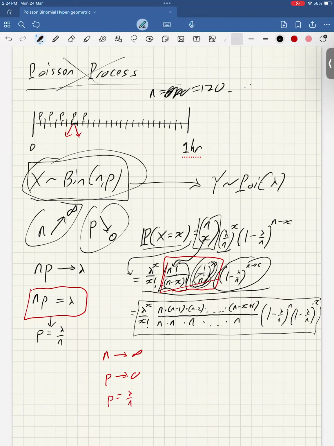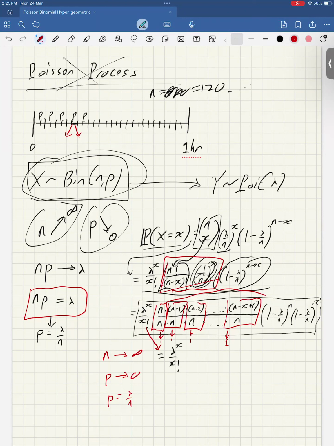So what you get is the following. Look at this component here. This one does not have an n or a p, so it just goes to lambda to the power x divided by x factorial. Now, look at each one of these ratios: n over n, n minus 1 over n, n minus 2 over n, up to n minus x plus 1 over n. x is a constant that we're not taking to infinity; it's n that we're taking to infinity. So each of these just goes to 1. All of these x elements just converge to 1.